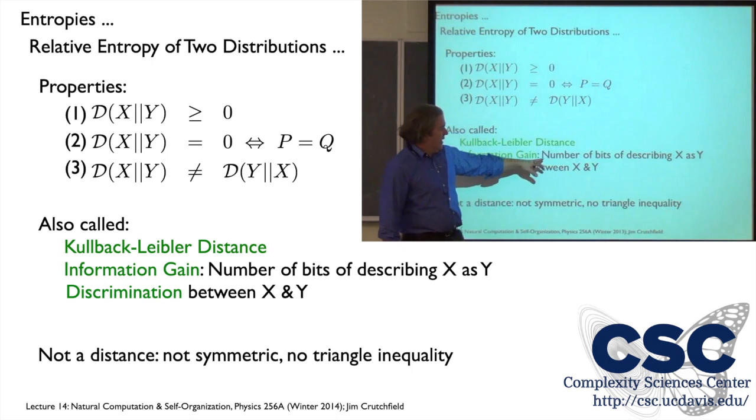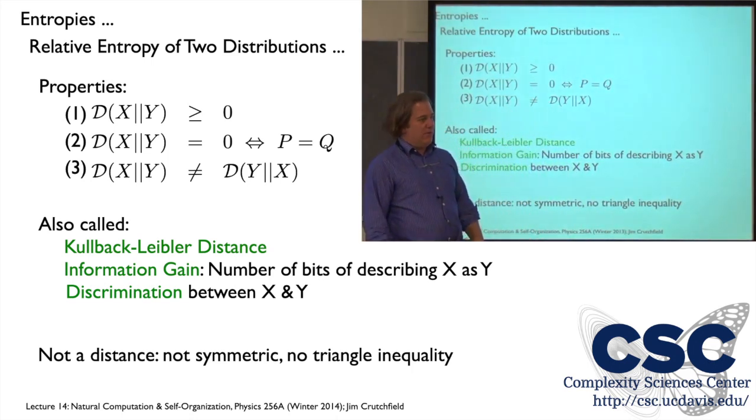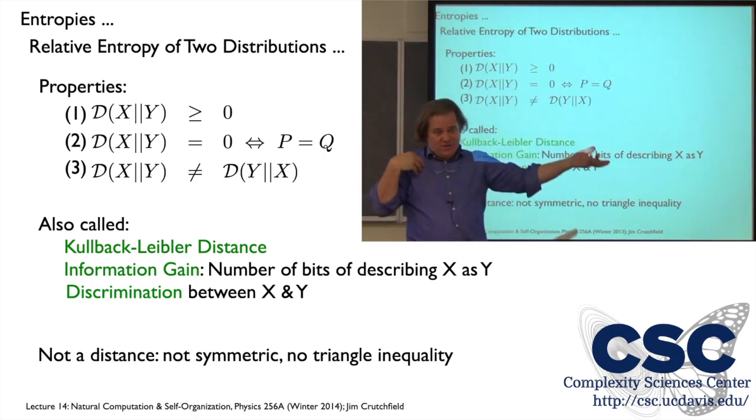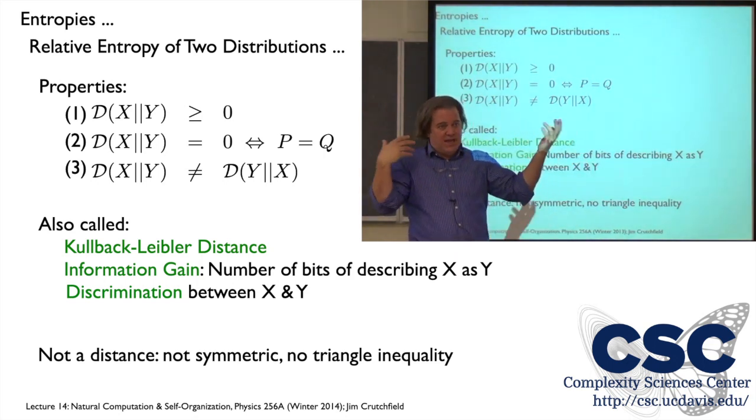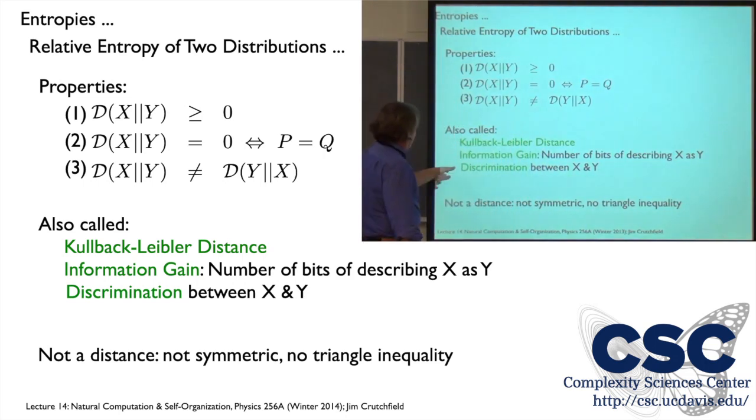Information gain: the number of bits of describing y as if it was x. Sometimes you're trying to describe an information source, but you have the wrong model. You imagine your model giving one distribution, but the true distribution is something else. This information gain or relative entropy is useful as a measure of error in the description. And discrimination is often used. I have two things going on, and how can I discern between them? I have two biased coins with different biases. How can I give an informational measure of their difference?